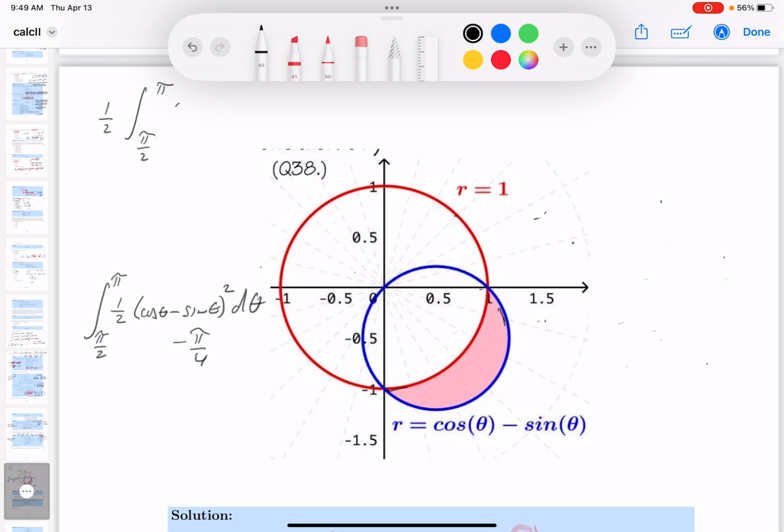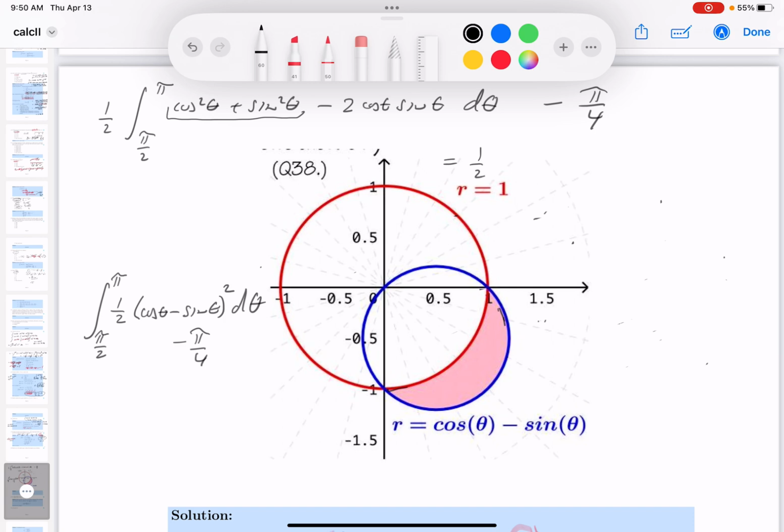I'm going to expand this. What do I get? Cosine squared theta plus sine squared theta, and then I'd get minus 2 cosine theta sine theta d theta, minus pi over 4. One thing I like about this problem over here is it looks kind of simple to do. Like, for example, this is a Pythagorean identity. I'll write that down for you.